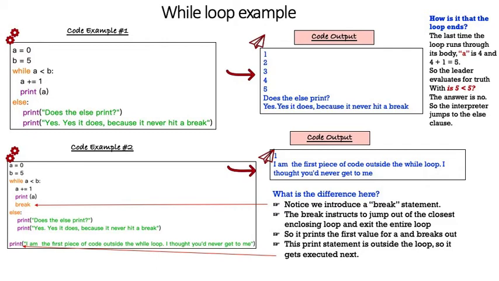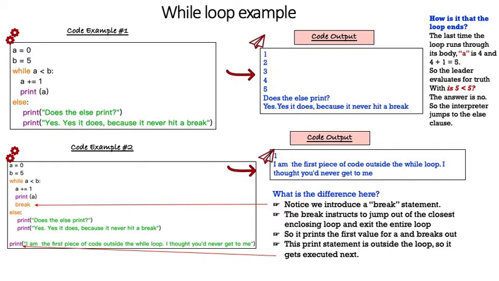So what happens here is we go through the first time, it's 0, it adds 1 to it, it prints it out. We go through a second time, it becomes 2, it prints it out. We go through the third time, it becomes 3, etc. Now, how is it that this loop ends? The last time the loop runs through its body, A is 4, and 4 plus 1 equals 5.